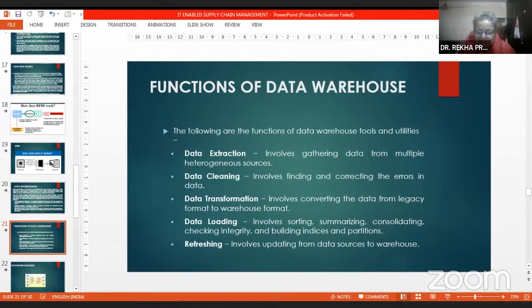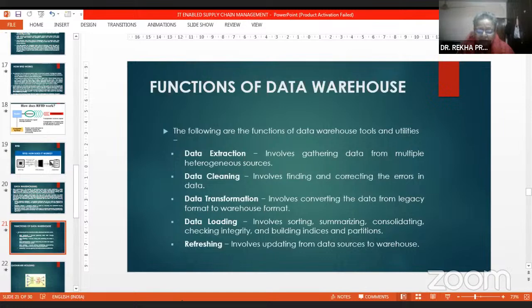Then, second is data cleaning, which involves finding and correcting the errors in data. Third is data transformation, which involves converting the data from legacy format to warehouse format. Data loading involves sorting, summarizing, consolidating, checking integrity, and building indices and partitions so that it is in a structured way and you can use the data readily to solve your problems.